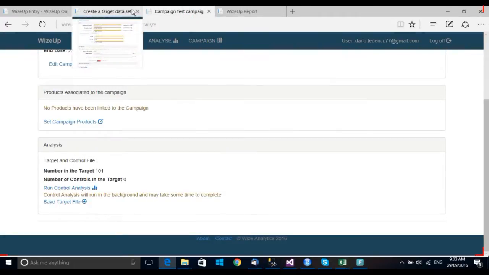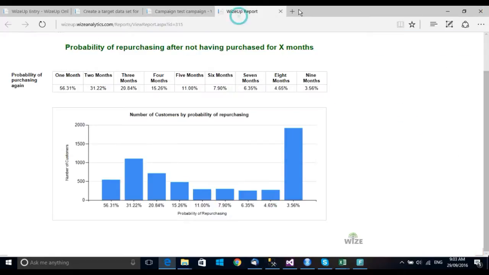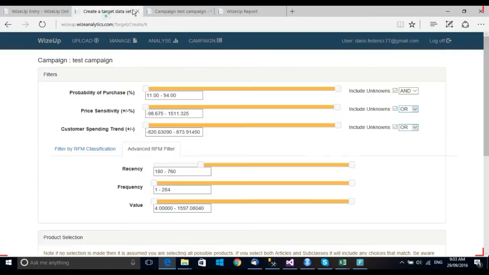Now let's go over and create our data set. Again, we're using probability of purchase, but what we saw here was probability of purchase for month X. Here we only have probability of purchase next month, so we may or may not want to use that. What we do instead is we look at the person's recency. Here we're saying we're only going to pick people who have not made a purchase in the last 180 days. This achieves a similar outcome.